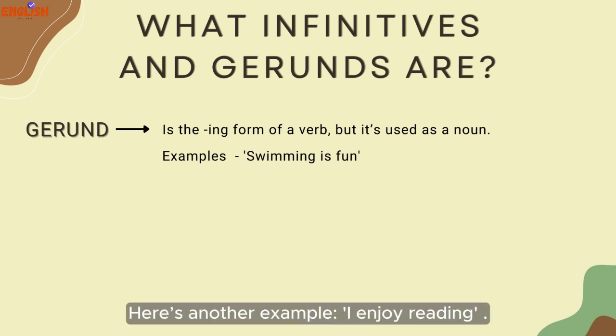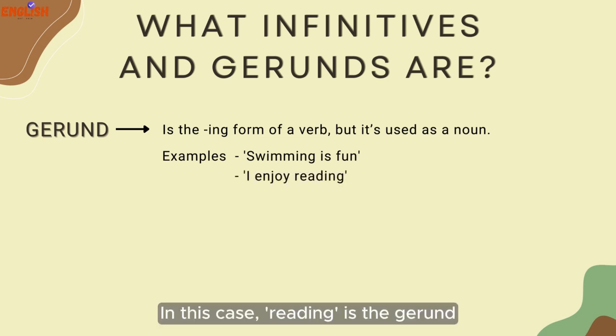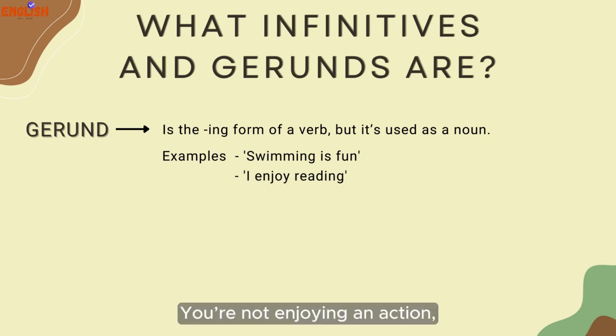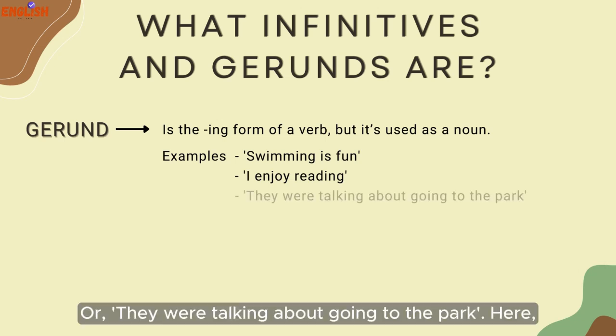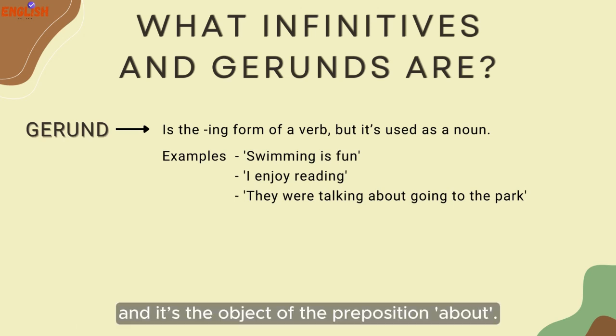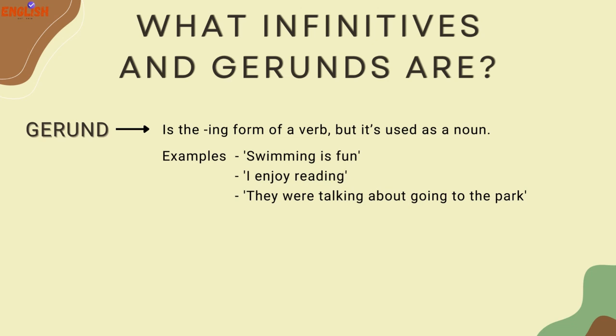Here's another example. "I enjoy reading." In this case, reading is the gerund because it acts as the object of the verb enjoy. You are not enjoying an action, you are enjoying the activity of reading. Or, "They were talking about going to the park." Here, going is the gerund, and it's the object of the preposition about.